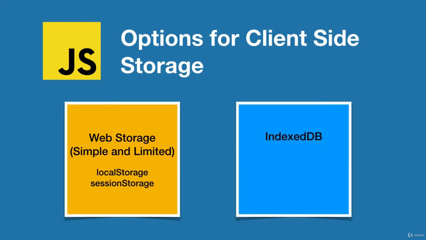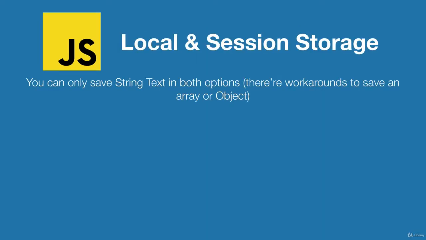And on the other hand, we have IndexedDB. This is more complex and advanced, and the only option that we have is, of course, IndexedDB. You can only save string text in both options. Session or local storage can only save string data. And as we saw in the previous chapters, there are some workarounds to save an array or an object. If you remember, we use JSON.stringify and JSON.parse.